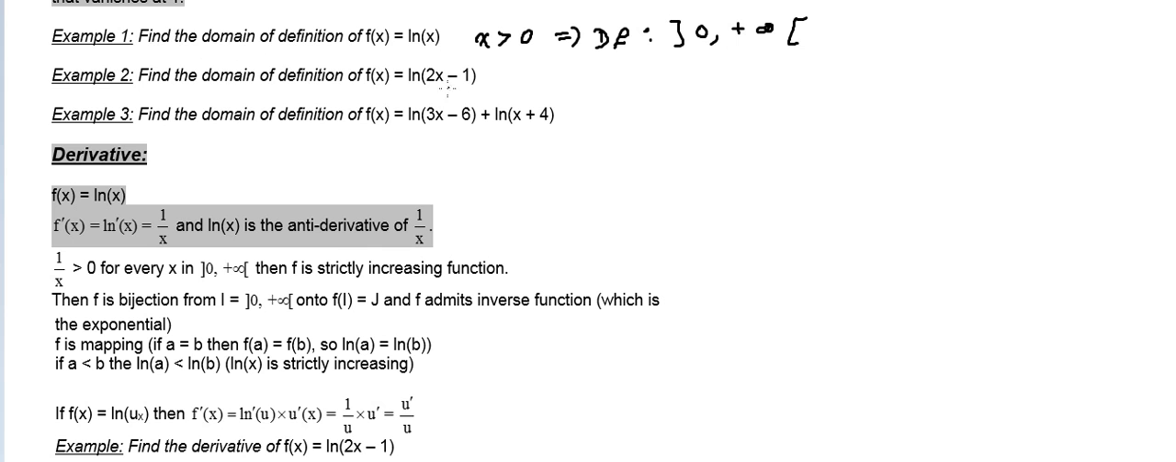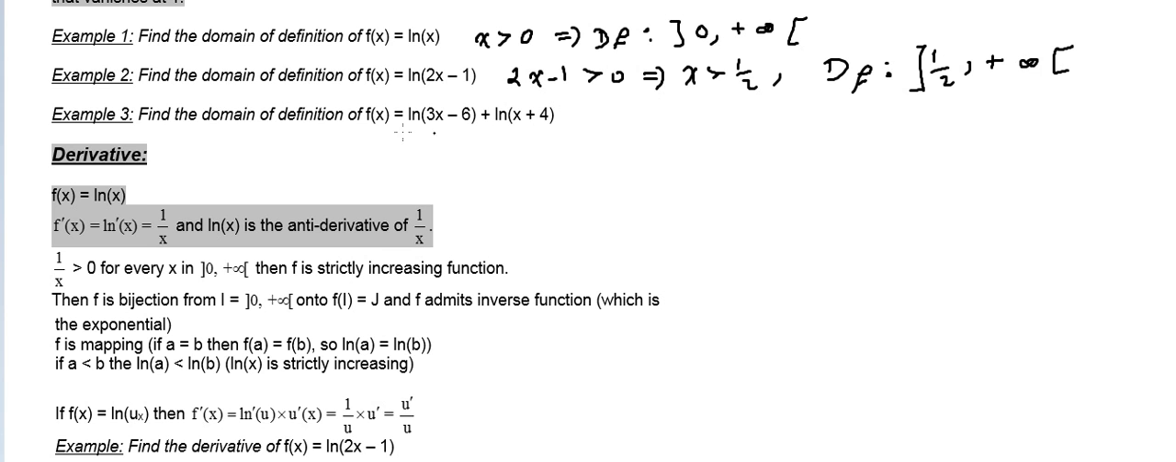Find the domain of definition of ln(2x minus 1). The same, 2x minus 1 should be greater than 0. That we always have to do. The u in ln u, the u inside, is always a positive value. This implies that x is greater than half. So what is the domain of definition in this case? It is from half, open at half, not equal to half, going up to plus infinity.